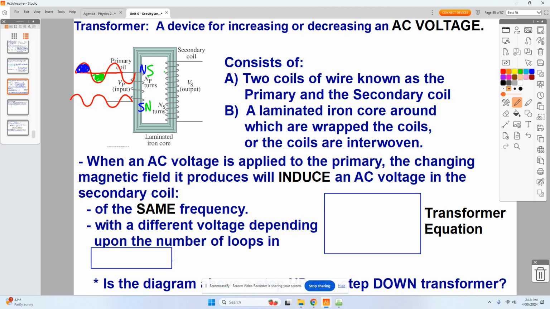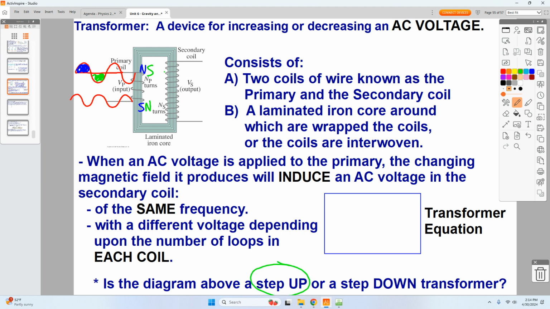But the value of the output voltage depends on the number of loops in each coil. So if I change the number of loops that I have on the secondary and primary, I can either ramp up that voltage or I can ramp it down. So we call them step up or step down. Can you take a look at this for a moment? Do you see that I have more turns on the output side than I do on the input side? What I would be doing there is I would be stepping up that voltage through that transformer.